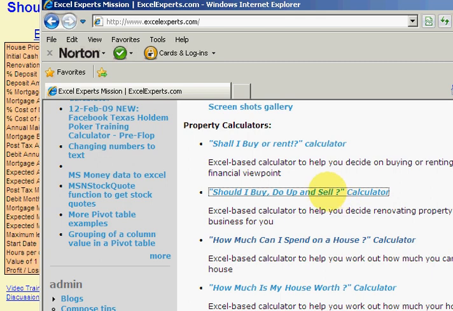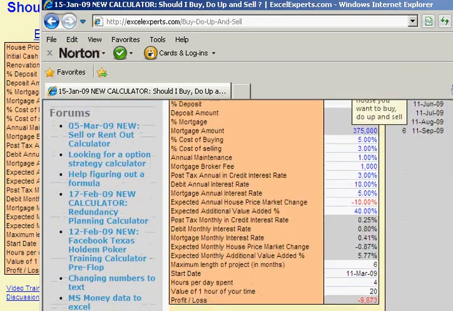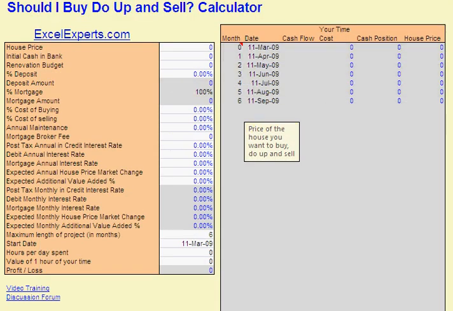There's two, one with 0 values and the other one with the example values. Download the one with 0 values and open it. It should be very safe. It doesn't have any macros, and then you can play with the calculator. So let's go through a worked example of how this works.